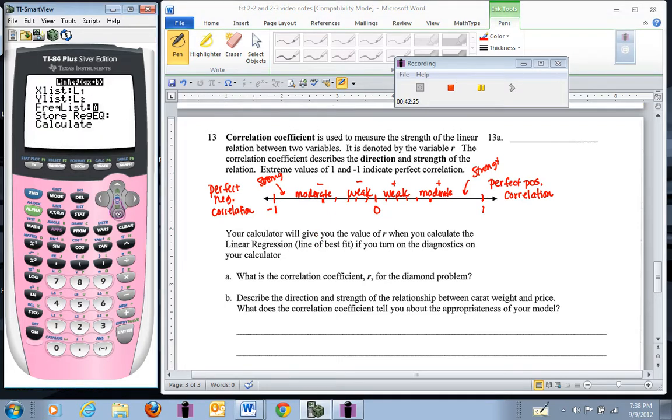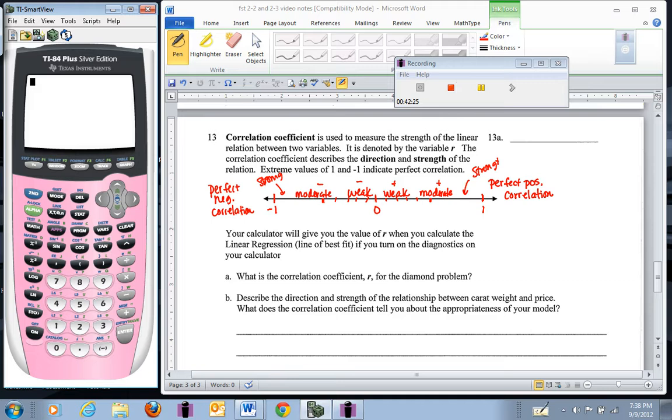Some of you may have already had R and R squared listed down here when I calculated this. But if you don't have that, it's just because that feature is not turned on in your calculator. So I want to show you how to do that. Let's clear our screen, and I'm going to show you how to turn that feature on so it'll be on for all the linear regressions you do from now on.